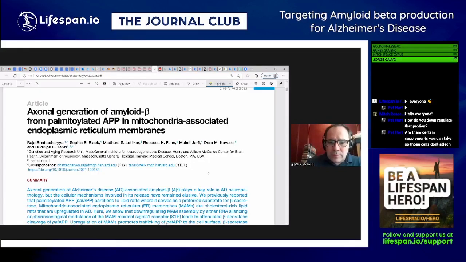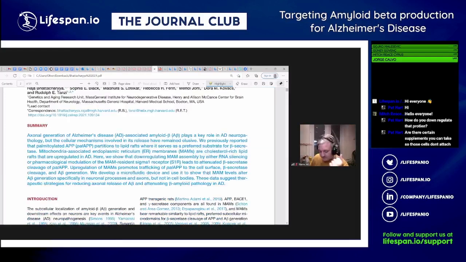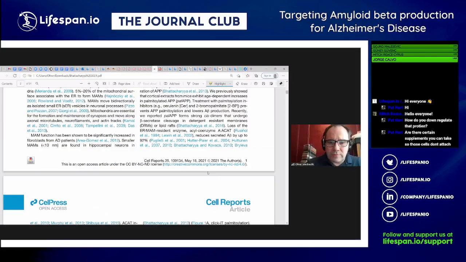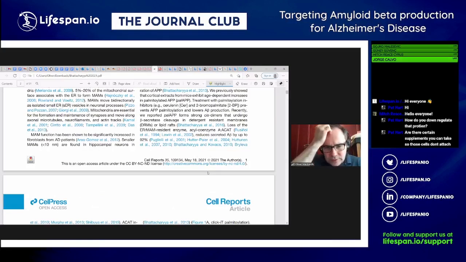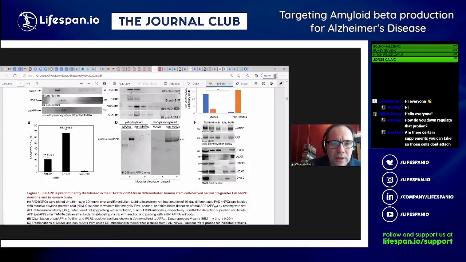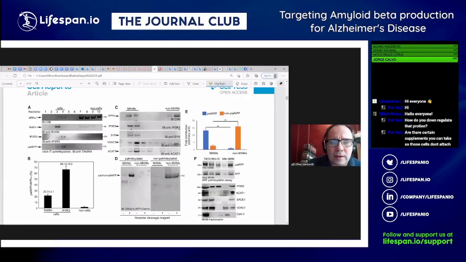Scrolling through here, if I could remember some of this. So we'll take a look at figure one here. I had some notes written down, which I don't have in front of me, but this figure basically is, so these are fractions. They do fractionation assays here to see where they can isolate the palmitoylated form.